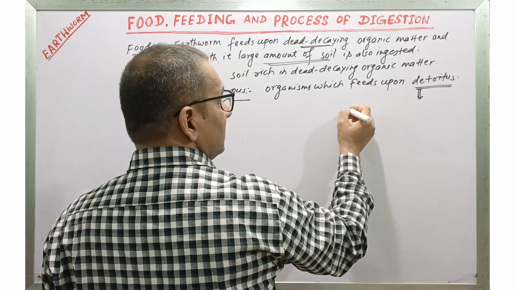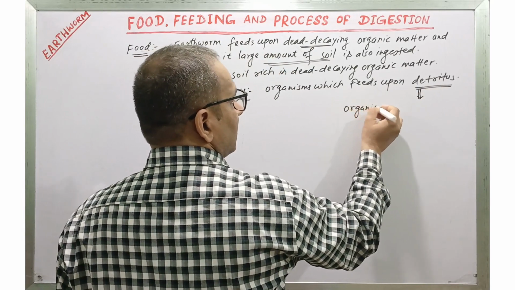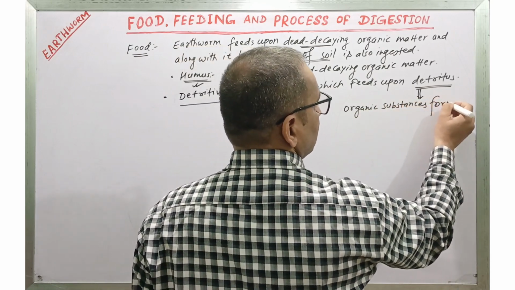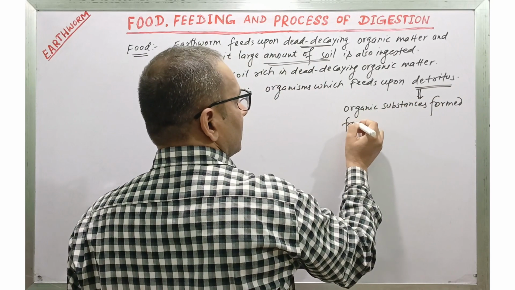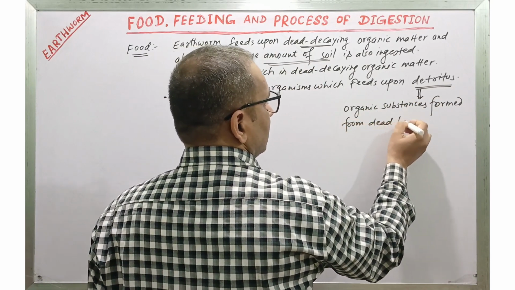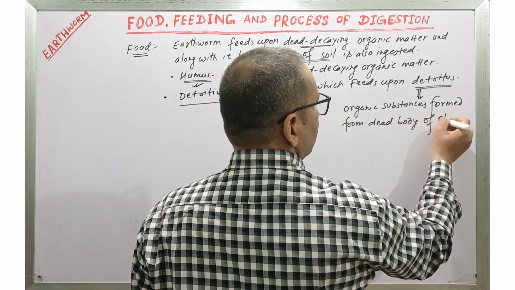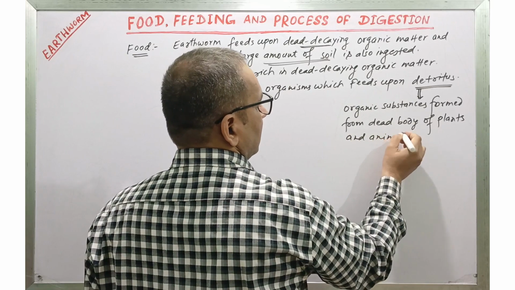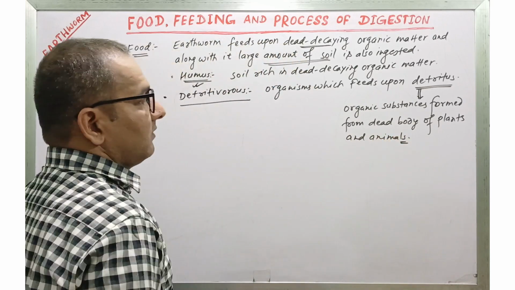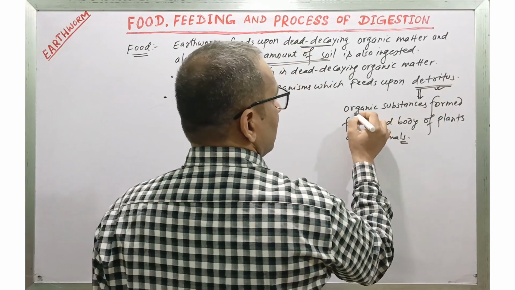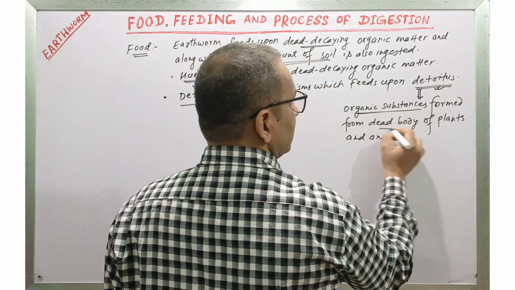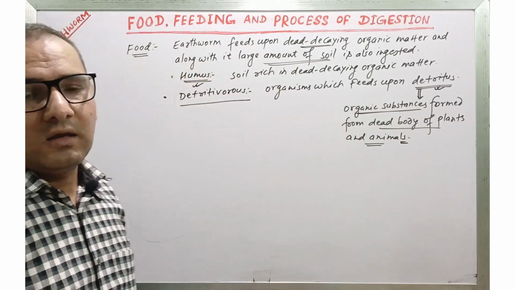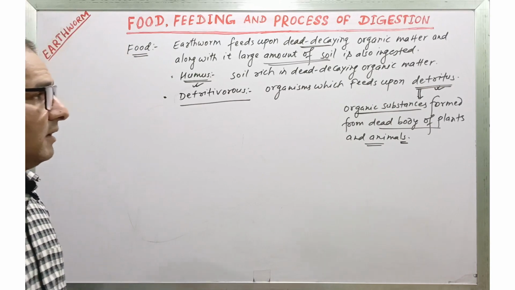So what is detritus? Detritus means organic substances which are formed from the dead body of plants and animals. It means that it is also dead decaying organic matter. Detritus is also dead decaying organic matter.